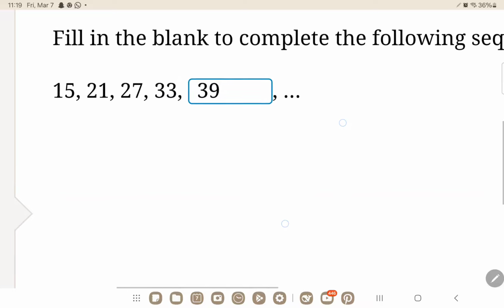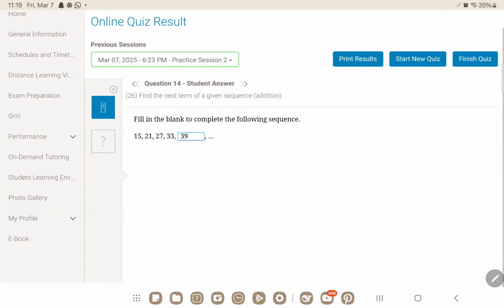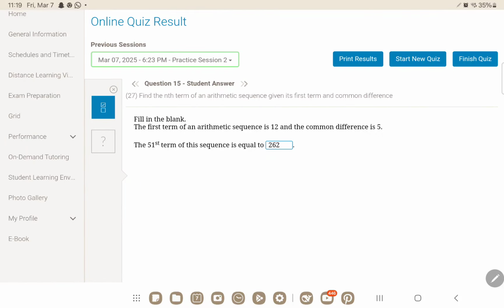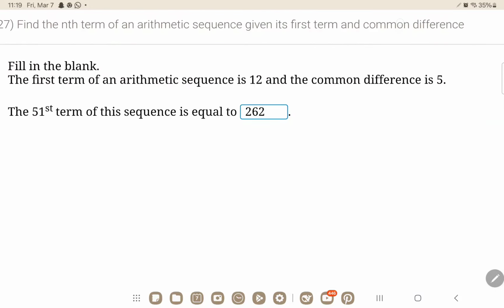Okay, here we have an addition sequence. How do we know? Because 21 minus 15 will give us 6. 27 minus 21 is 6. 33 minus 27 is 6. So to get the next digit, you'd add 33 plus 6, which is 39. Moving on.